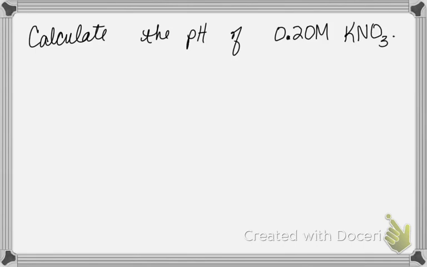Let's calculate the pH of 0.20 molar potassium nitrate. What acid and what base combine to make potassium nitrate? What acid made this? Nitric acid. What base provided the potassium? Potassium hydroxide. What kind of acid is that? Strong or weak? What kind of base is that? Strong or weak? Strong base, strong acid. So how would you calculate the pH of this? You don't have to calculate it. You know that the pH is 7.